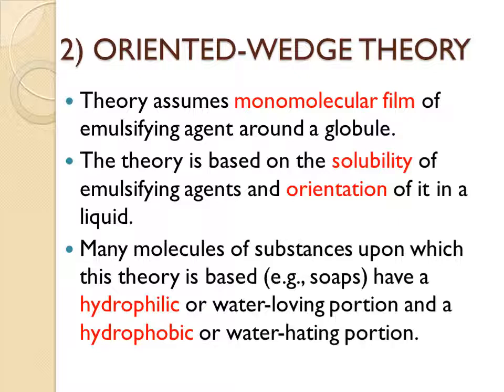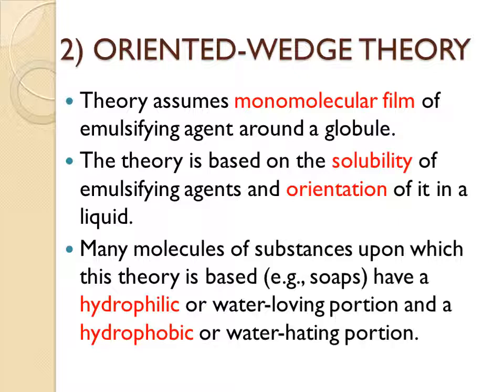But the first theory is not explaining how or which type of emulsion is going to be formed. The second theory, the oriented wedge theory, explains which type of emulsion is going to form and how the stability of that particular emulsion is obtained. So the theory assumes monomolecular film formation of the emulsifying agent at the interface.